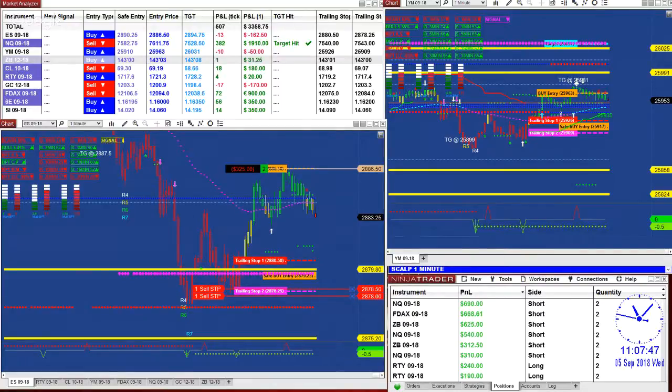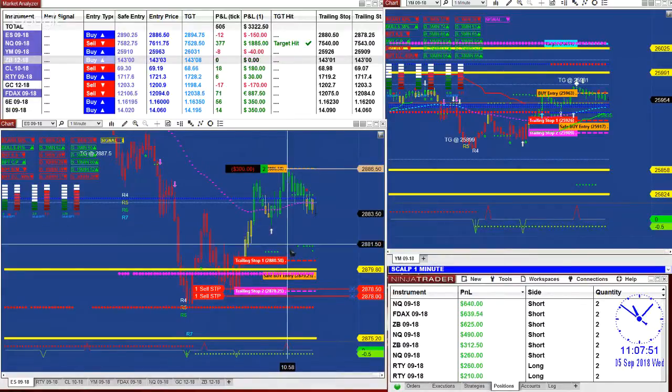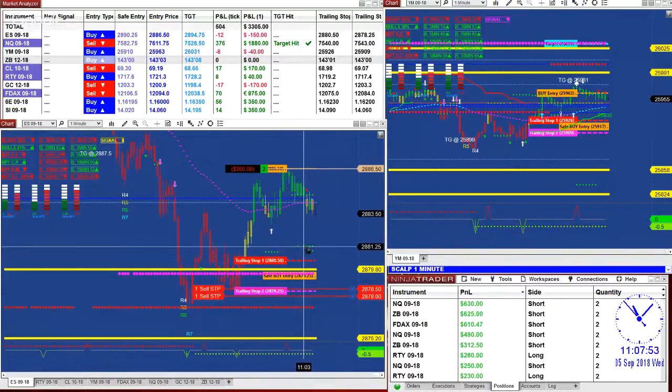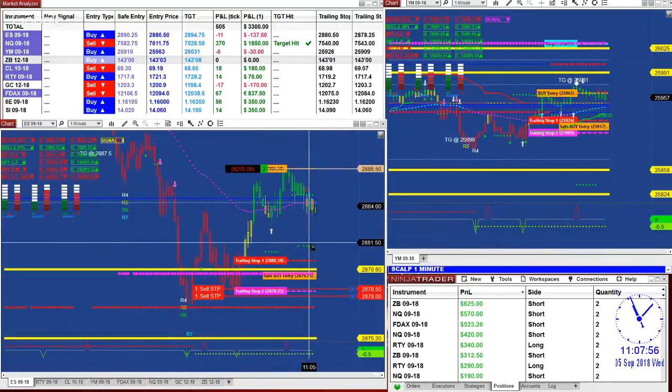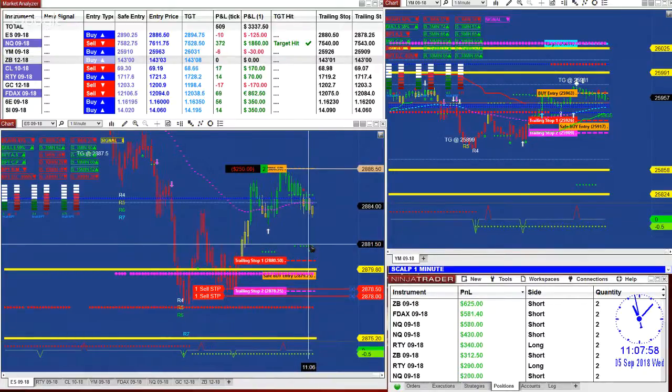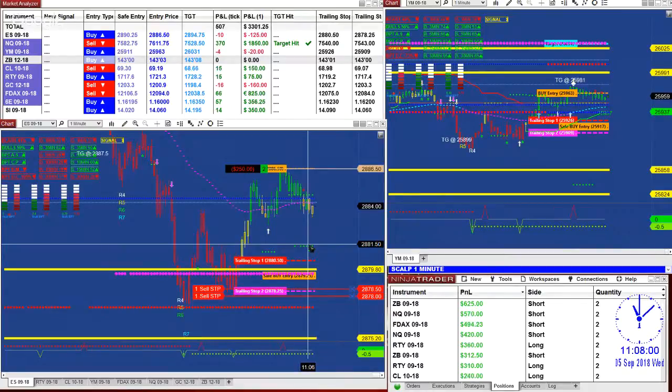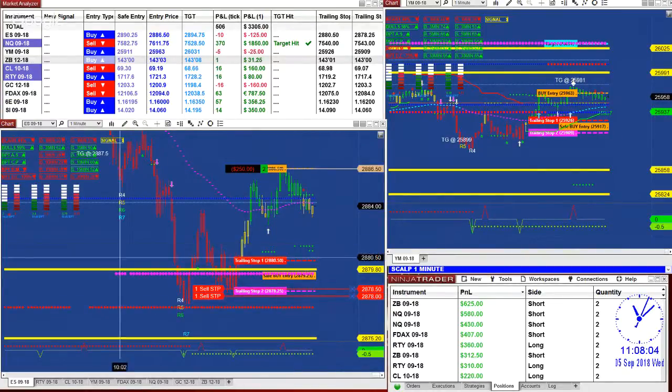My estimation is 8150. You see this projection? My estimation, if this ES is gonna drop, it's not gonna drop below the 8150. My estimation. And let's see. Actually, I'm gonna mark it for you.